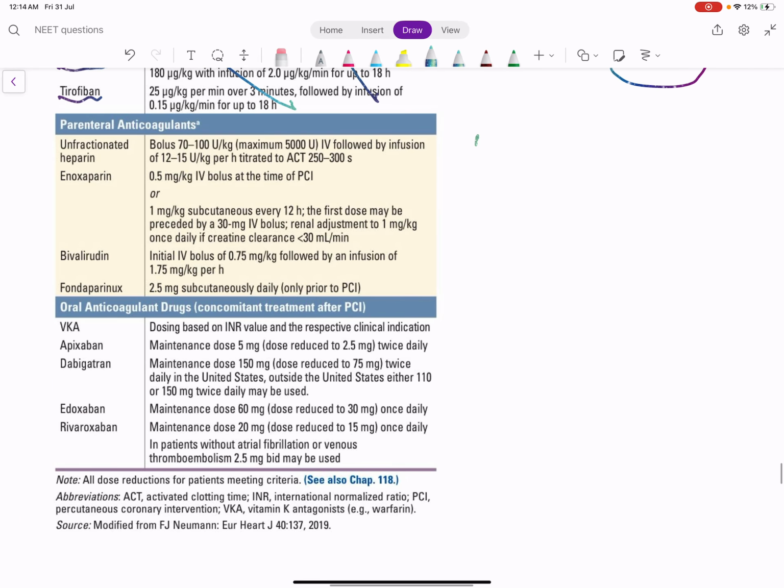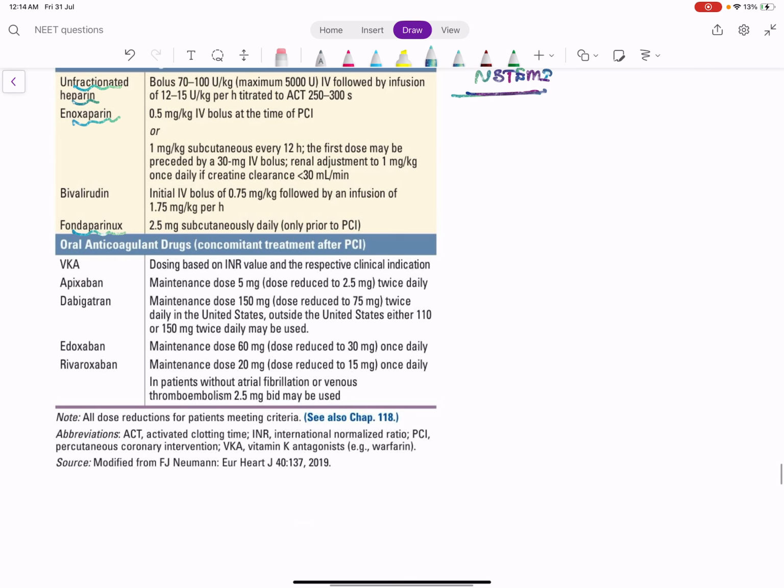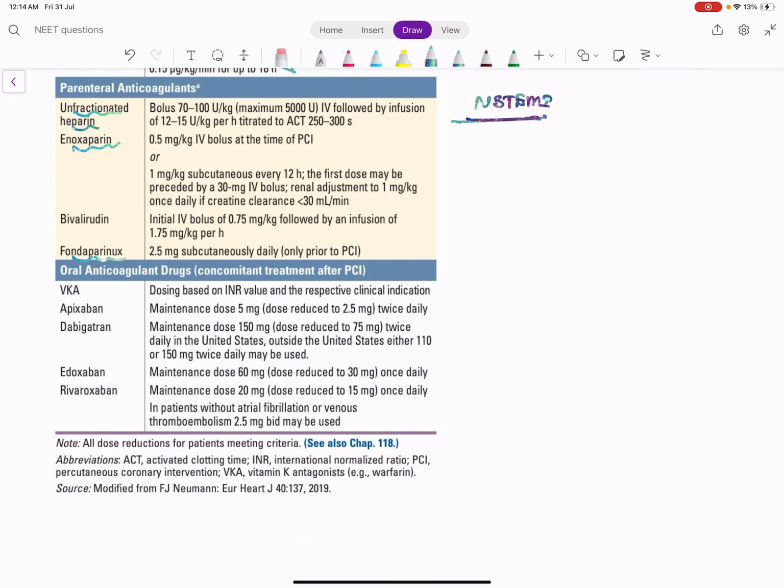What if it is an NSTEMI? The same loading dose we are giving, but we are not doing thrombolysis. We can do all other things except thrombolysis. We can give heparin. We can give low molecular weight heparin, which is enoxaparin. We can give fondaparinux. So about these drugs we discussed. And we discussed oral anticoagulants also. In some cases, oral anticoagulants are given along with antiplatelets.